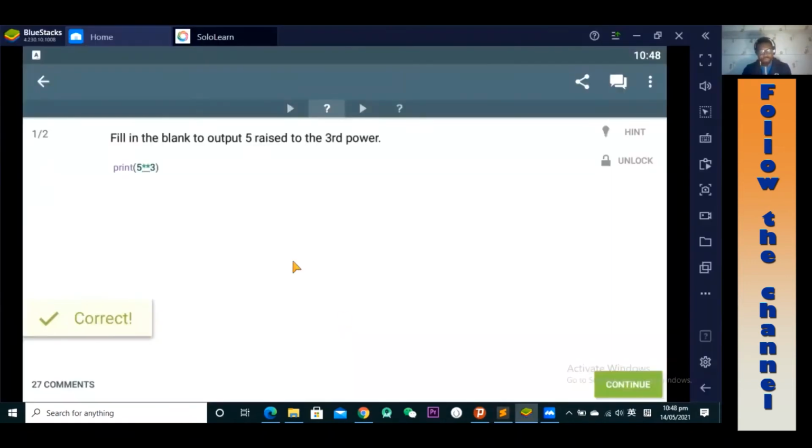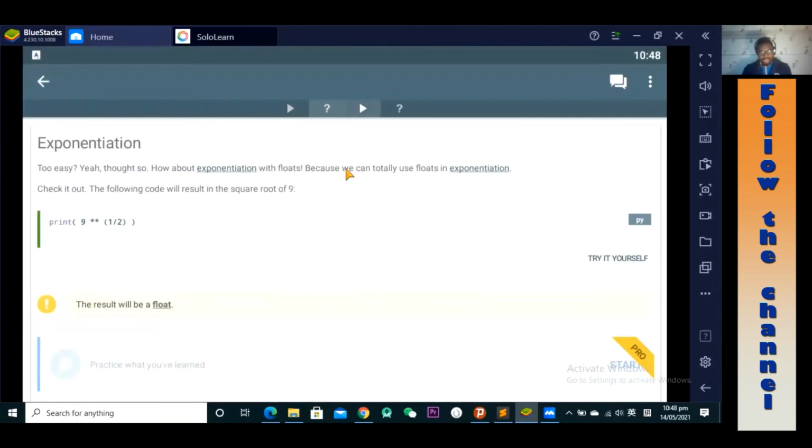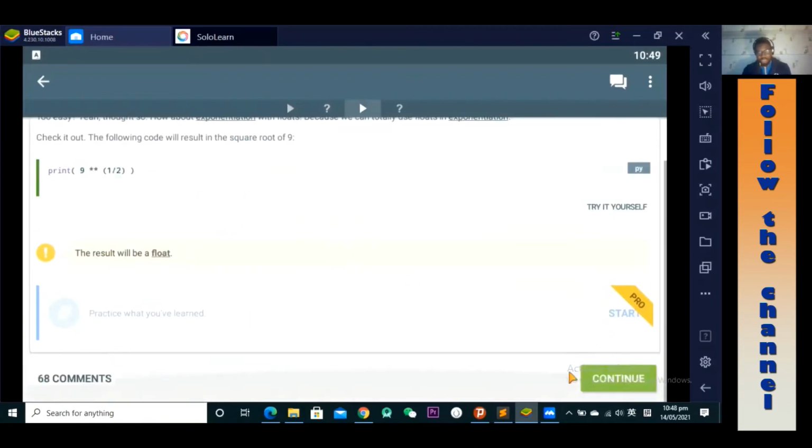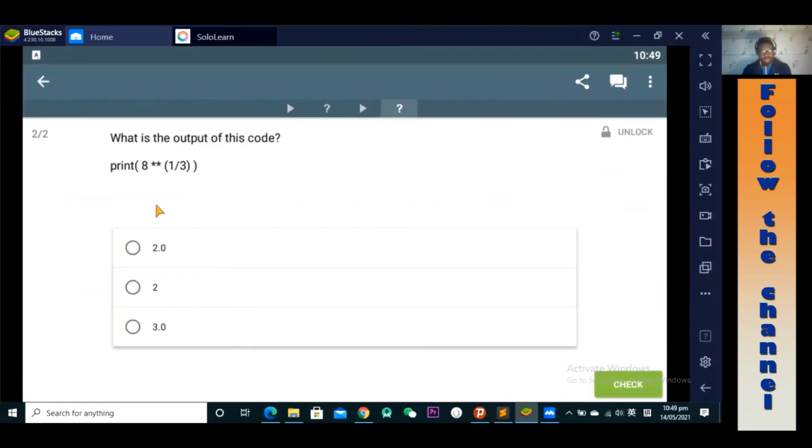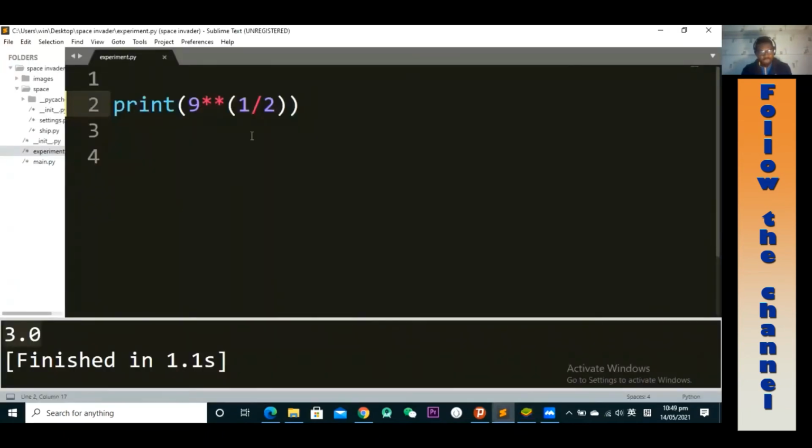So let's get back. This is what they're talking about here: exponentiation with floats. We can continue and try to answer this question. What is the output of this code? Print 8 raised to the power of a third. So what do we get when we raise 8 to the power of a third? That means the cube root of 8. Which number do we have to multiply 3 times to get 8? That's what it simply means.